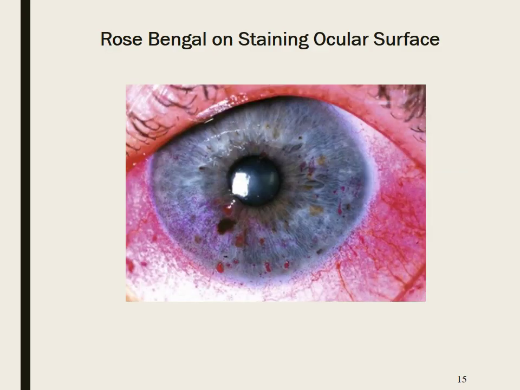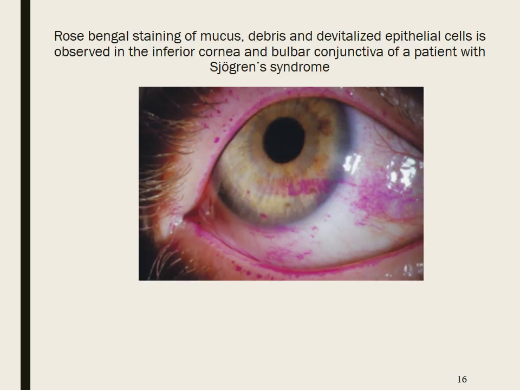This is an example of the Bengal staining on the ocular surface, on the inferior cornea. You can see the red staining on the inferior of the cornea. And the second picture is Bengal staining of mucus, debris, and devitalized epithelial cells observed in the inferior cornea and bulbar conjunctiva of a patient with Sjögren's syndrome.